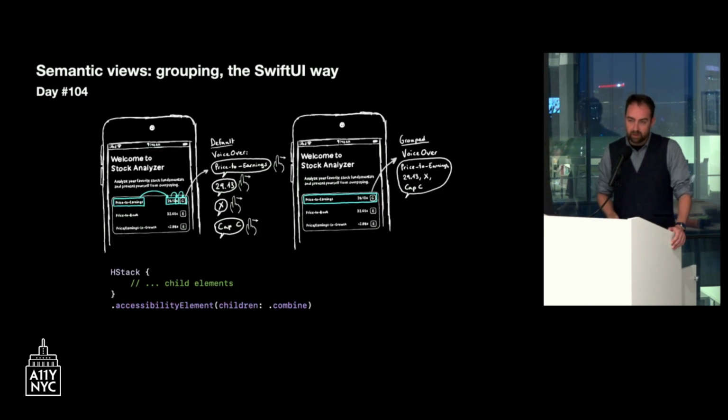In SwiftUI, there's a super convenient way of doing this, which is a modifier called accessibility element, and you can just combine all of those. And most of the time, SwiftUI is smart enough to do all these 3 steps in just one line of code. Not all the time, and it's good to test it to see that it actually makes sense, but I think it's a really nice improvement in SwiftUI.